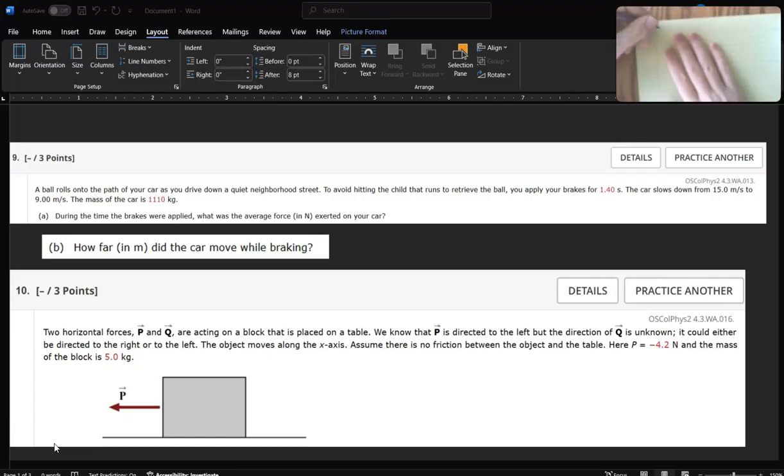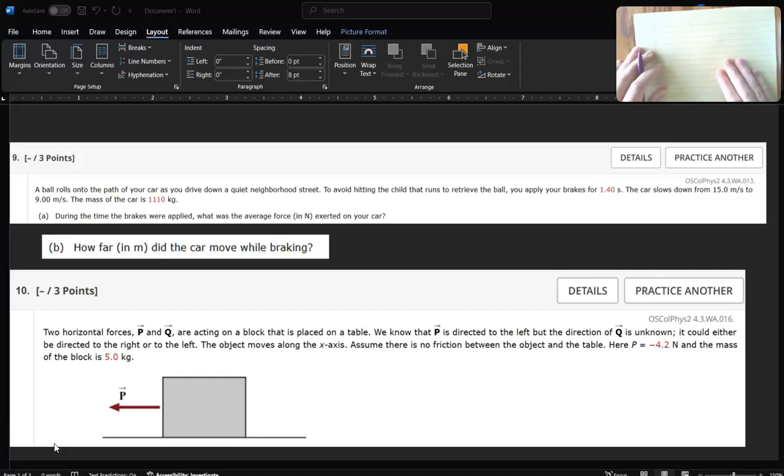All right, so the first one you asked about was question 9. Question 9 says, a ball rolls onto the path of your car as you drive down a quiet neighborhood street. To avoid hitting the child that runs to retrieve the ball, you apply your brakes for 1.4 seconds. The car slows down from 15 meters per second to 9 meters per second, and the mass of the car is 1,110 kilograms.